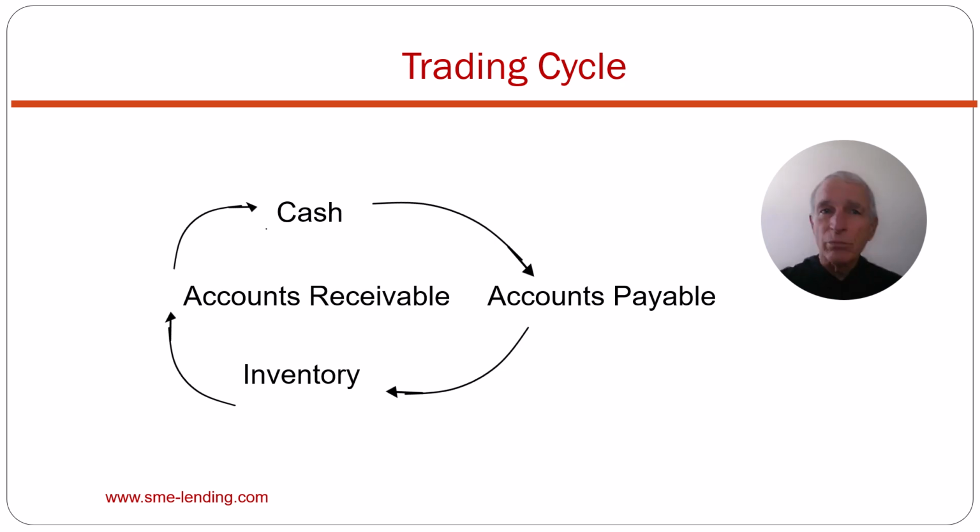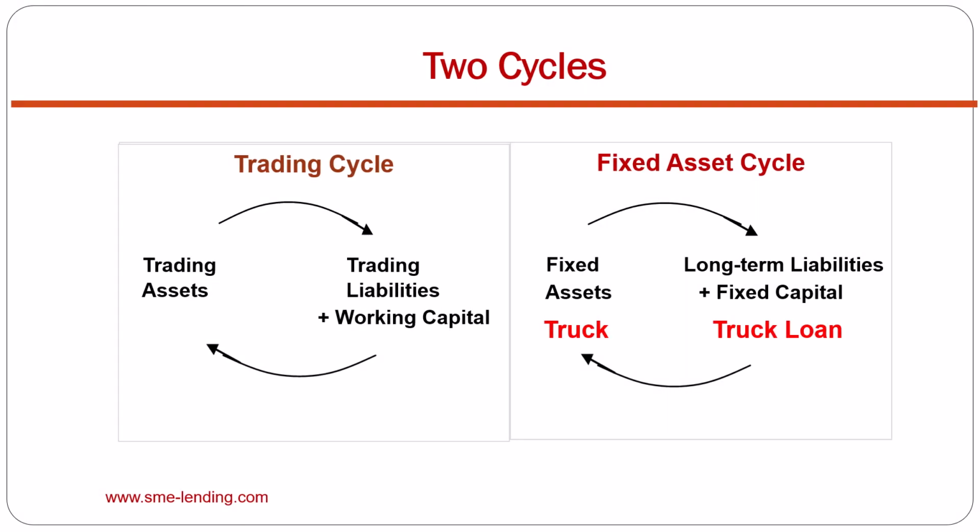But notice, where in this cycle is the current portion of long-term debt? The current portion of long-term debt is a current liability, but it's not part of the trading cycle. Why? Because it comes from the fixed asset cycle. The fixed asset cycle is the logical complement to the trading cycle.